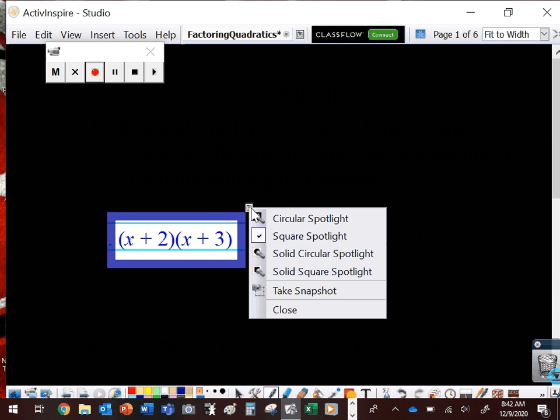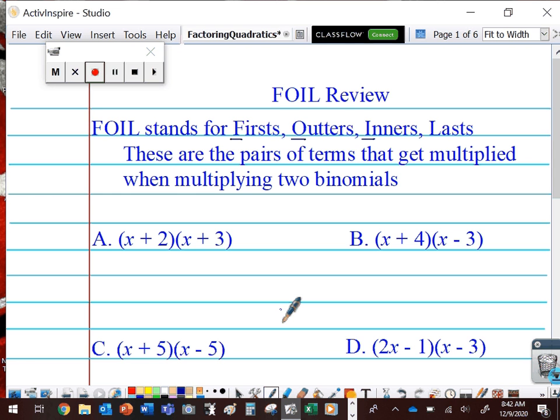I think you've done foiling before, but just to cover it again, FOIL stands for firsts, outers, inners, lasts. And what this represents are the four pairs of terms that we multiply together when we're multiplying two binomials. And that's what this is called right here, a binomial. Bi meaning two and nomial meaning terms. So we're going to multiply these together. I need to multiply first the two firsts together. Now those are the two first terms in each quantity.